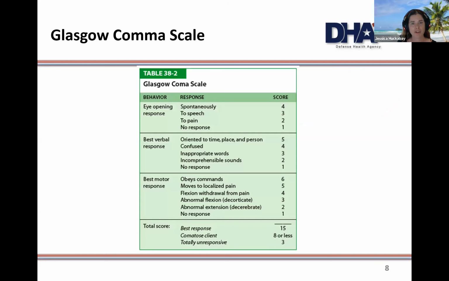This is just a picture of the Glasgow Coma Scale that I mentioned before. And these are the things that they're taking into account in that Glasgow Coma Scale. So they rate these different things: eye-opening response, best verbal response, your motor responses are all taken into account, and then they give you a score. So that's also used in that clinical diagnosis.